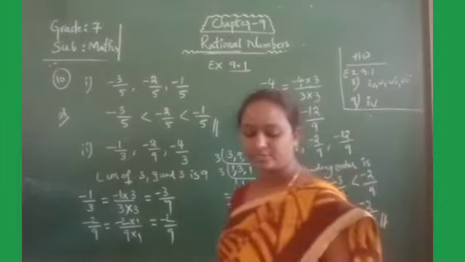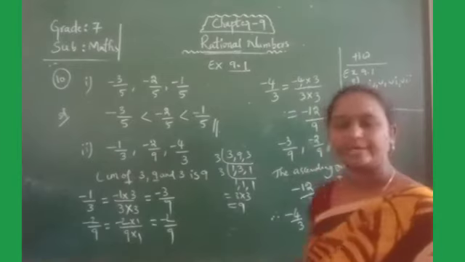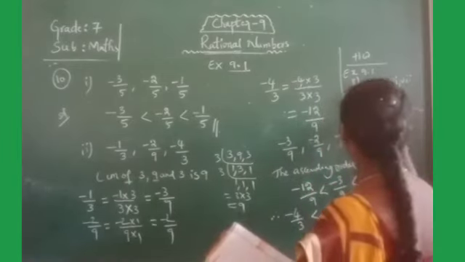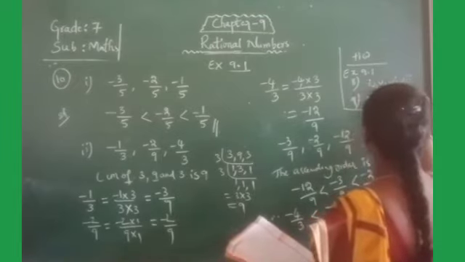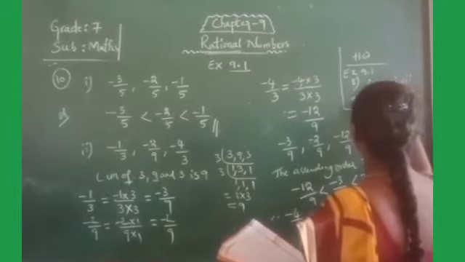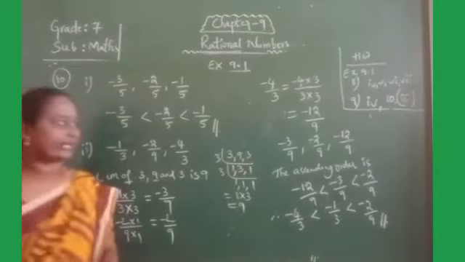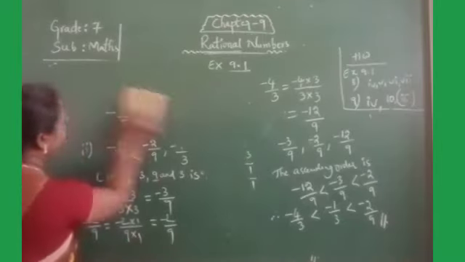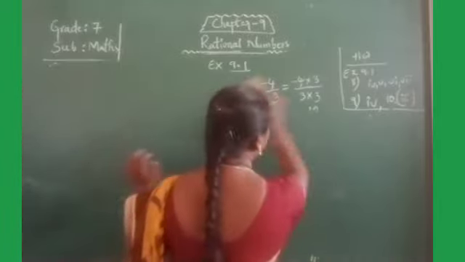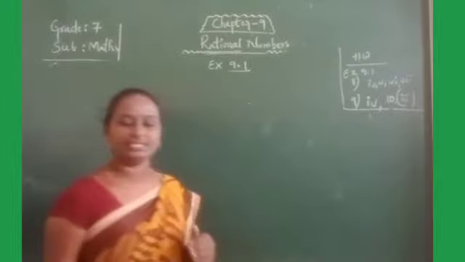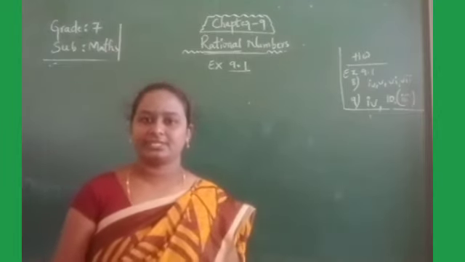So like that, one more set of rational numbers is there. Third one: minus 3 by 7, minus 3 by 2, minus 3 by 4. This one I am giving to you as homework. In the 10th question, the third one is homework. Right, students, after all, we have learned how to write rational numbers in ascending order. Equivalent rational numbers, how to compare rational numbers, how to find rational numbers between two rational numbers. We have learned these in this exercise 9.1.